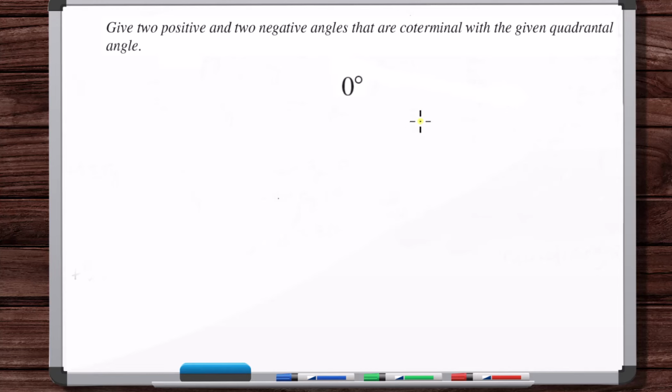Okay, well, this one's easy. So 360 and 720, and then minus 360 and minus 720. These are all coterminal. The initial side and the terminal side lie on top of one another. That's why the angle is 0 degrees.